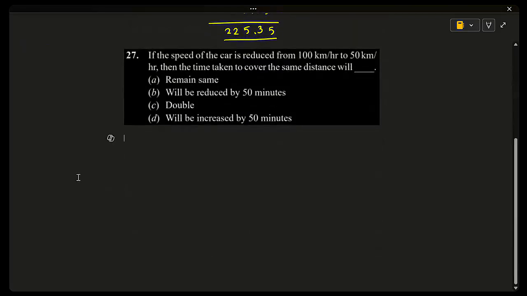27th one. If the speed of the car is reduced from 100 kilometers per hour to 50 kilometers per hour, then the time taken to cover the same distance will be. You can solve this question easily by the help of the unitary method. Here I'm writing the speed and here I'm writing the time. The first criteria, 100 kilometers per hour, and the second speed is given 50 kilometers per hour. For the first time, we don't know, so let us call it x.